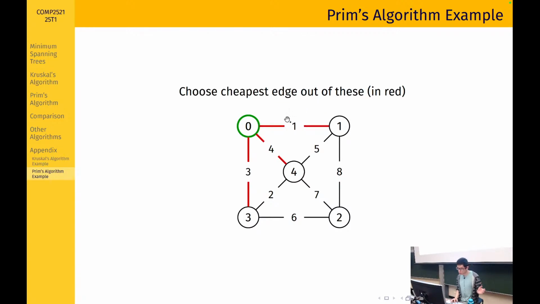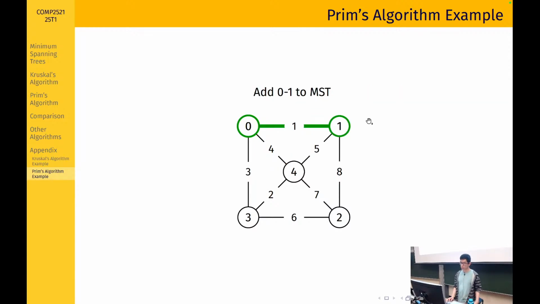So we're going to consider these three edges, because these three edges connect a vertex that's in the minimum spanning tree to a vertex that isn't. And the cheapest edge out of these three is 0, 1. So we're going to add this edge.